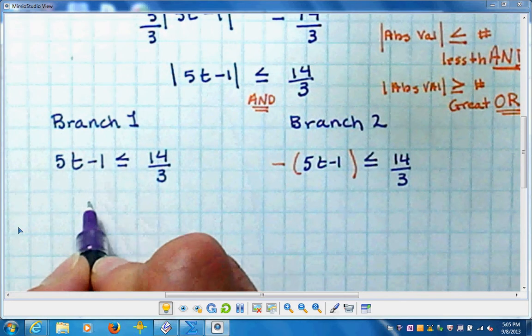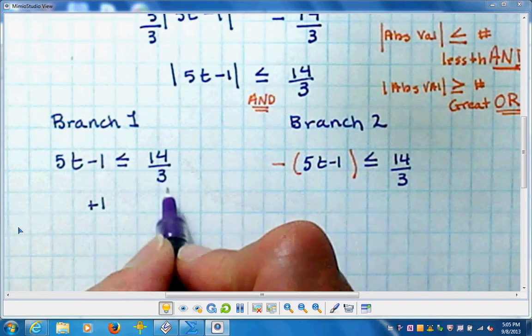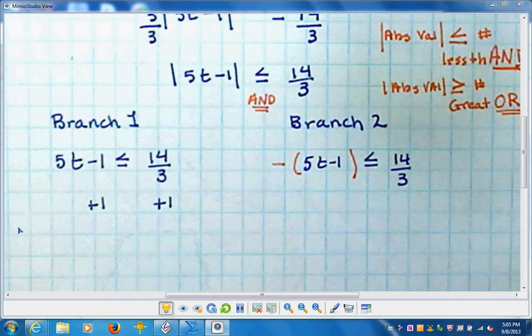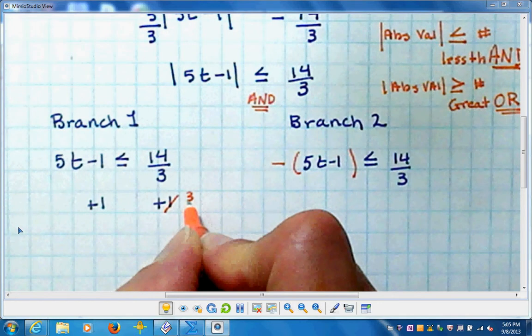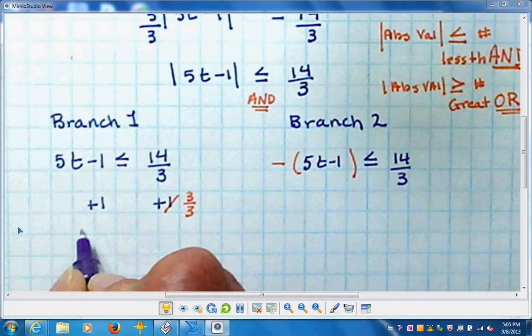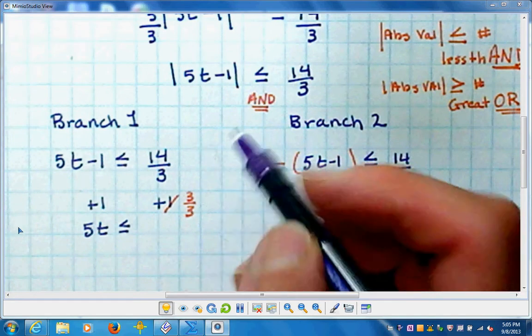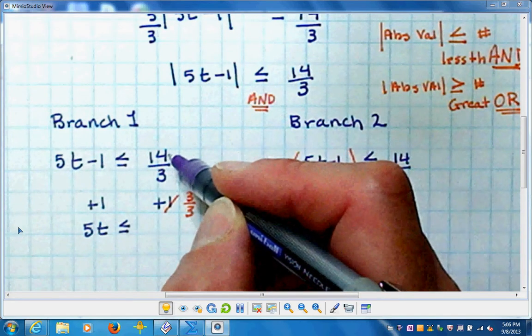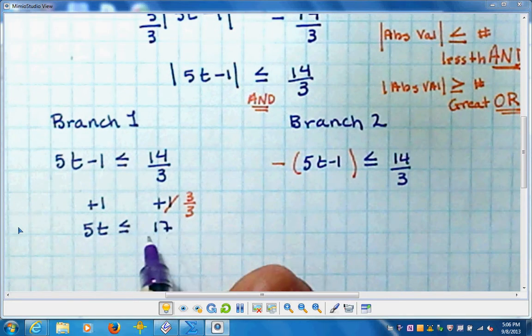So now I'm going to add 1 to both sides. Well, remember, I have to have common denominators. So 1 is the same as 3 thirds. So I'm just going to write this as 3 thirds. That's the same as 1. So that means then I have 5t is less than or equal to, well, what is that? That's 14 plus 3, which is 17 thirds.